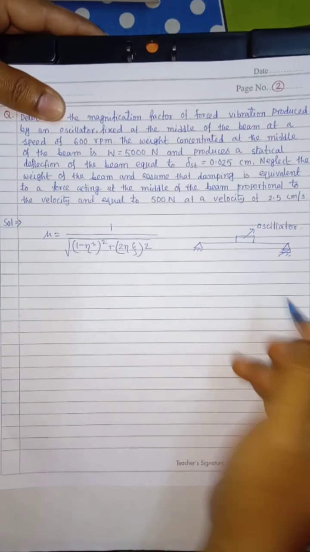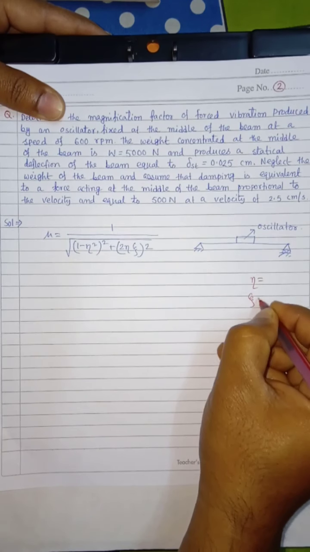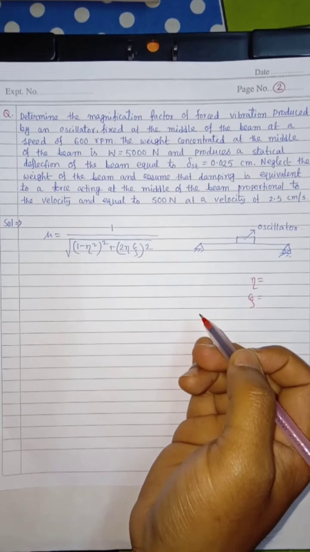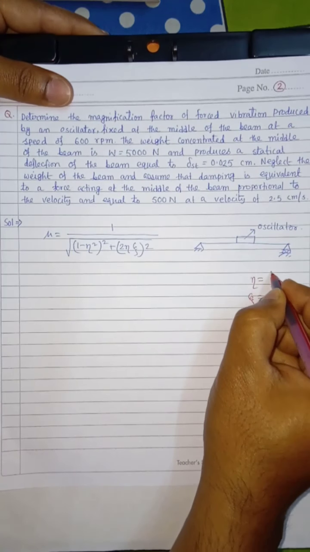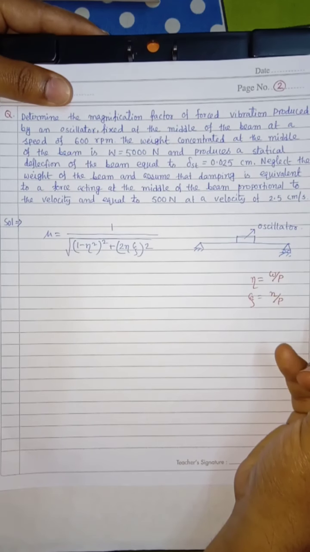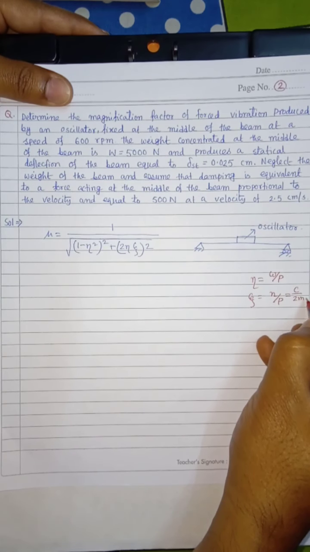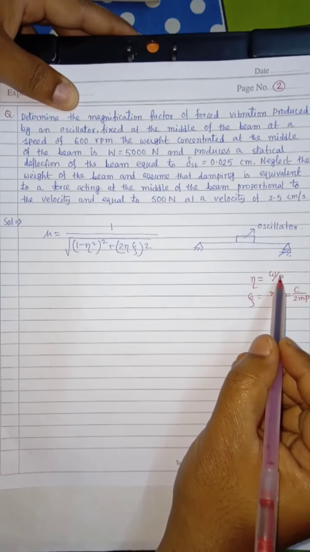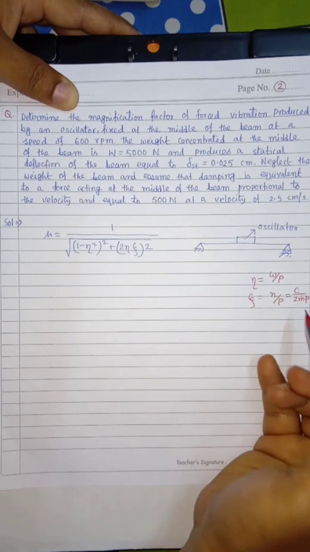So here, eta you should know and xi you should know. In the last lecture we have solved this. Eta is equal to omega by p, and xi is equal to n by p. Now n is equal to c by 2m. So we have to find this omega, p, c, m.